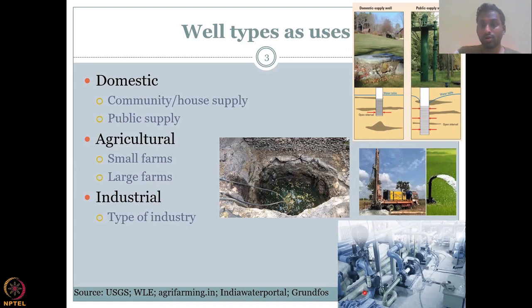So if you look at the costliest types of wells, definitely the costliest would be industry, then agriculture, then domestic. If you look at the volume, it is agriculture, then industry, then domestic. If we look at the number of wells, it will be domestic that is highest, because it is spread across at the household level also.